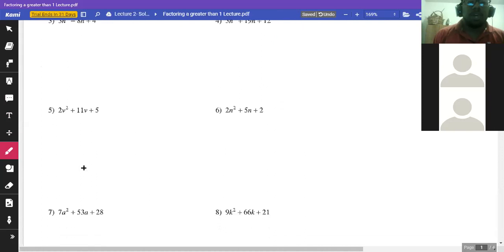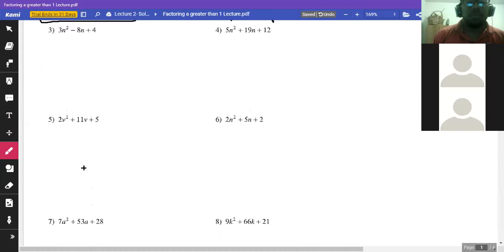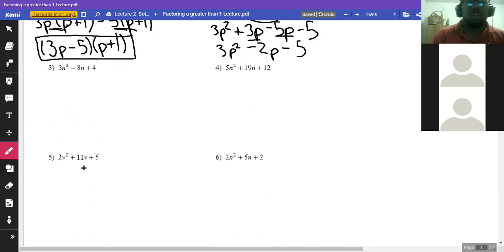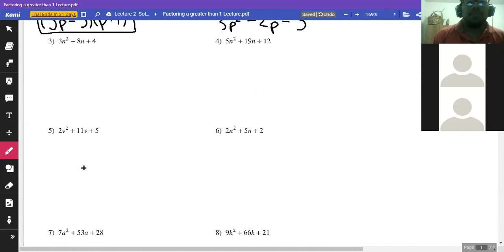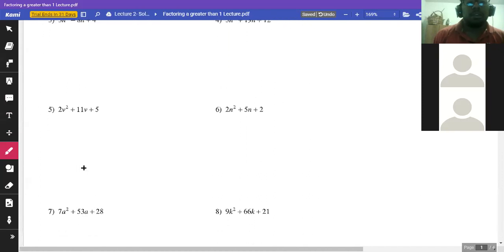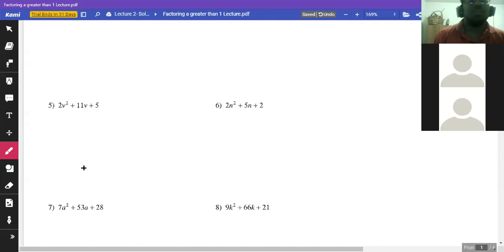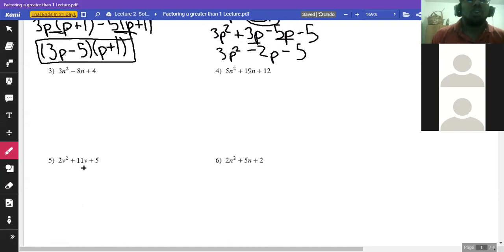All right, let's go ahead. We're going to do 3 and 5. And then if you look at 7, I don't really want to try and find two numbers that multiply to give me 7 times 28 and add to be 53. So we're just going to go ahead and get into actually using this to solve after that.